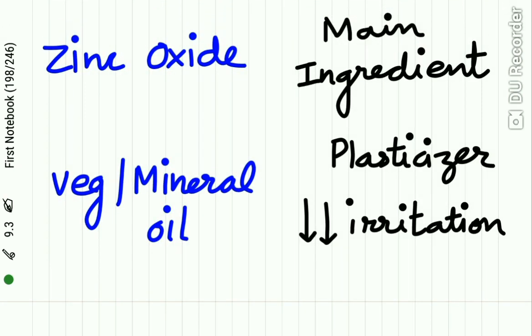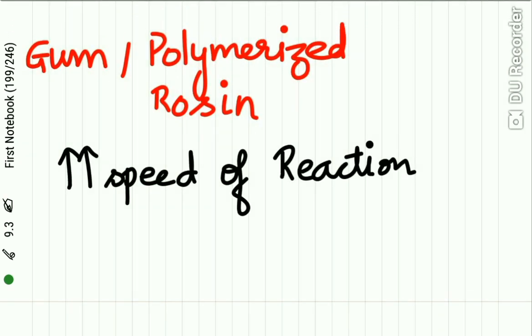So what is the use of each of these ingredients? In the base paste, zinc oxide is the principal ingredient or the main ingredient, while the vegetable or the mineral oil which is present in the base paste acts as a plasticizer and helps in easy mixing of the material, and it also reduces the irritation to the tissues.